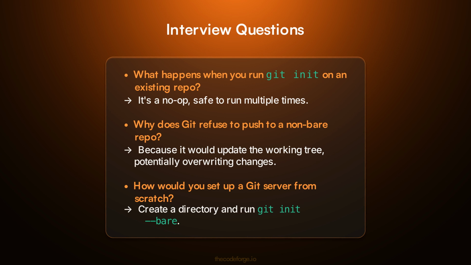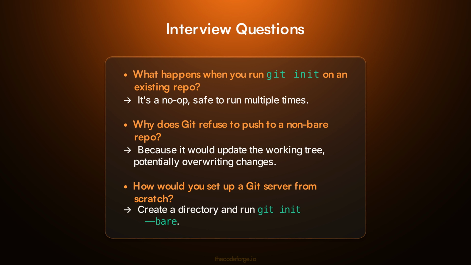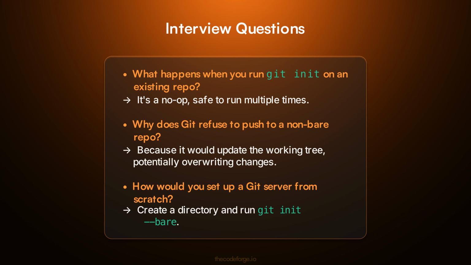Let's run through some common interview questions. What happens when you run git init on an existing repo? It's a no-op, safe to run multiple times. Why does Git refuse to push to a non-bare repo? Because it would update the working tree, potentially overwriting changes. How would you set up a Git server from scratch? Create a directory and run git init --bare.